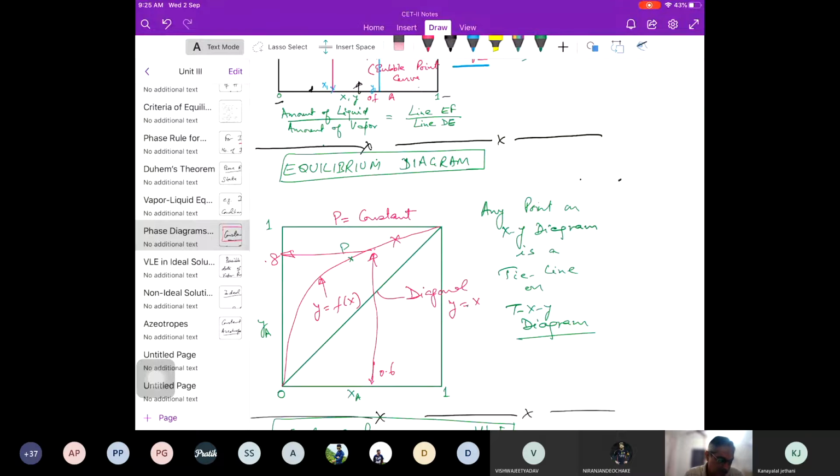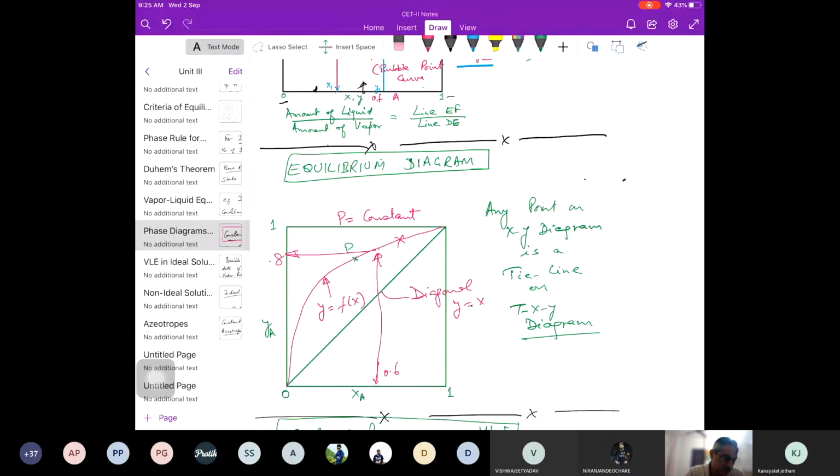If I take any point on equilibrium diagram, that is the tie line on the TXY diagram. TXY diagram में temperature x और y रहता है, राइट? So यहाँ पर temperature plot नहीं कर रहे, we are plotting only x and y because we are saying it is a constant pressure and temperature is, we are not plotting temperature here basically, y and x. So any tie line is essentially one point on the equilibrium diagram.